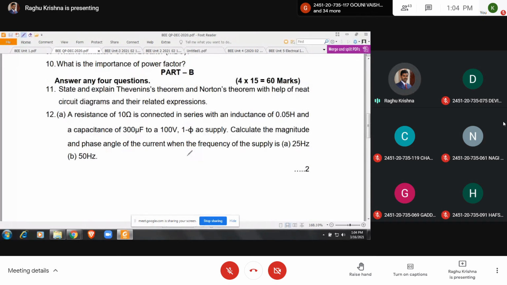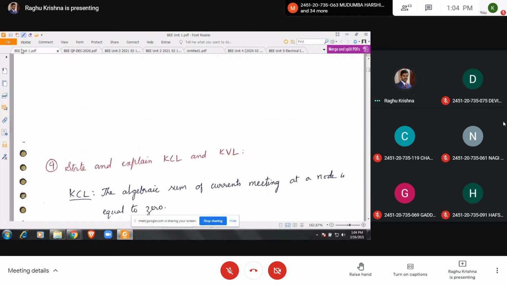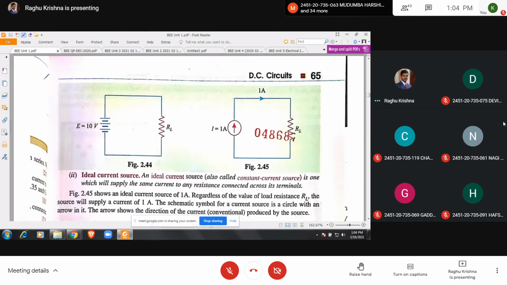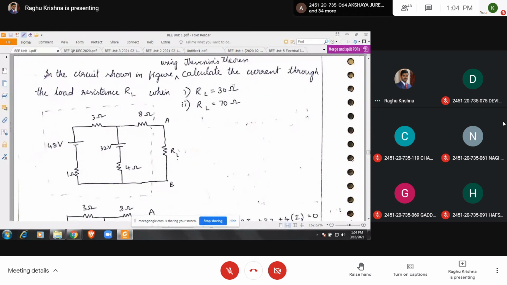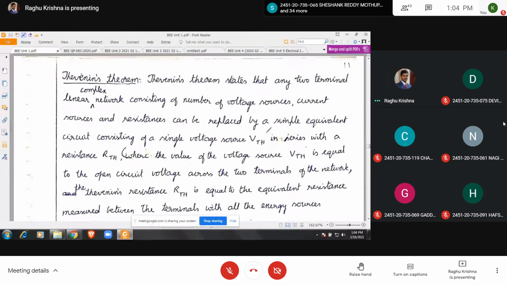So next, coming to the 11th one. State and explain Thevenin's theorem and Norton's theorem with the help of neat circuit diagrams and their related expressions. So Thevenin's theorem. Thevenin's theorem states that any two-terminal linear complex network consisting of a number of voltage sources, current sources, and resistances can be replaced by a simple equivalent circuit consisting of a single voltage source VTH in series with a resistance RTH.